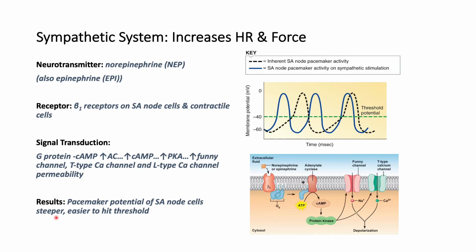So what does that do? What's the result? Well, we increase this drift to threshold. See how this is a much steeper slope now? And we're going to hit threshold more often by increasing the permeability of these ion channels. Okay, so we're going to increase our heart rate, and additionally, we're going to increase our contractile force. So let's turn to our board drawings and look at how we do that.